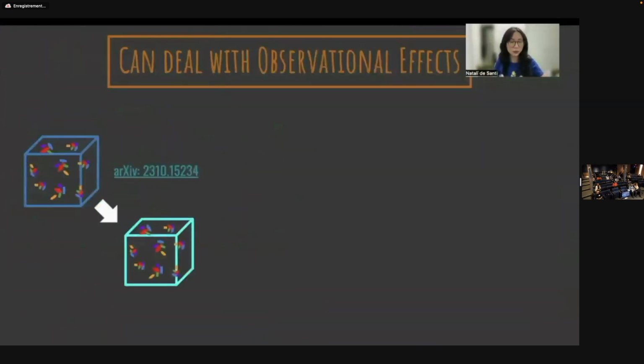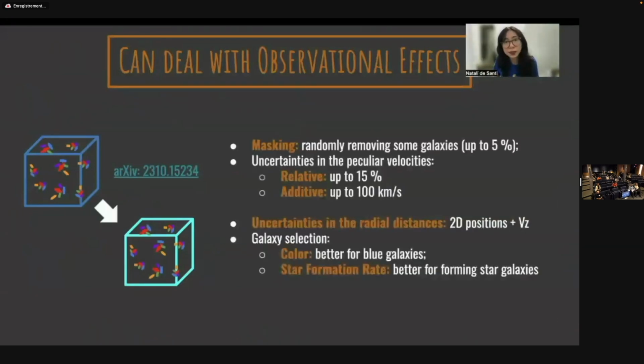But we would like to take into account galaxies, real observations. And then in this follow-up project, what we're doing is incorporating observational effects into the data set and taking a look at whether our GNN can deal with these real effects. So yes, indeed, our machinery is working with masking effects, with uncertainties in the peculiar velocities, relative and additive. More than that, it is working taking into account uncertainties in the radial distance.